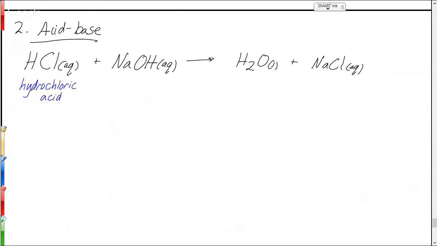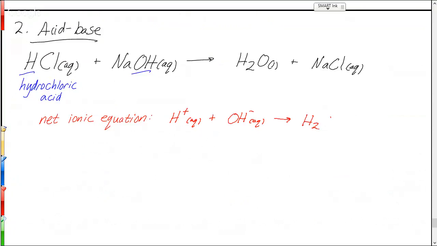If you think about switching partners, the double displacement here, the H goes with OH. Well, H and OH make water. So if you've made water, that is now a pure liquid, which will give us a net ionic equation. So the net ionic equation for an acid-base reaction is always, for the ones we're going to see anyway, H+ plus OH- gives H2O.